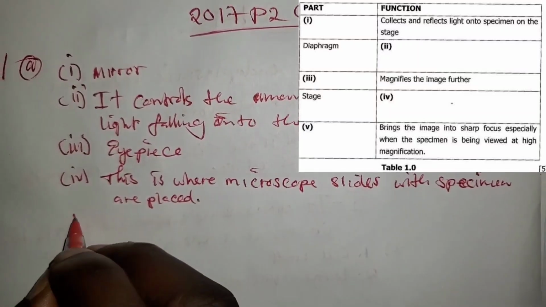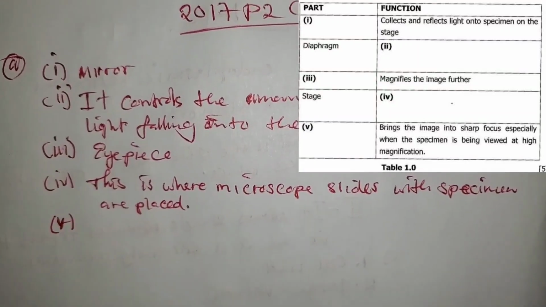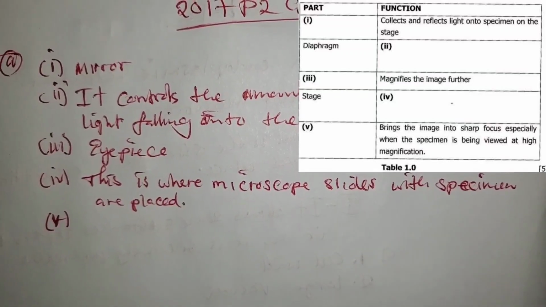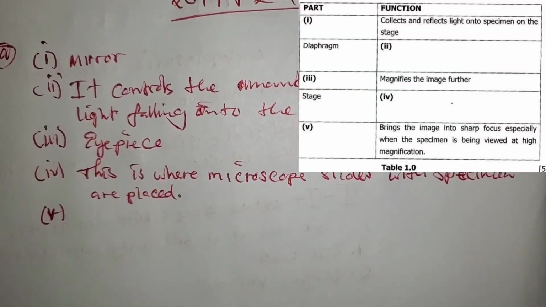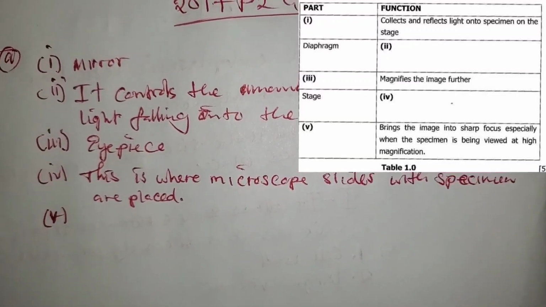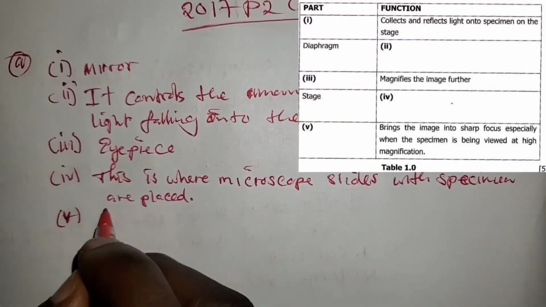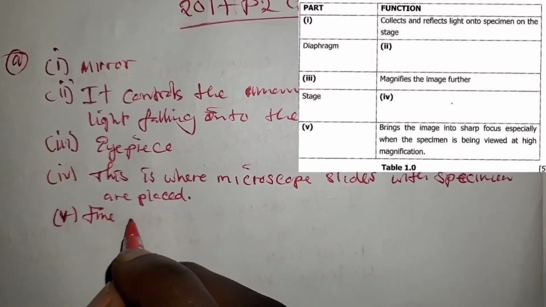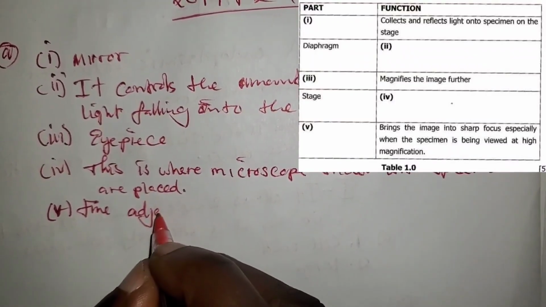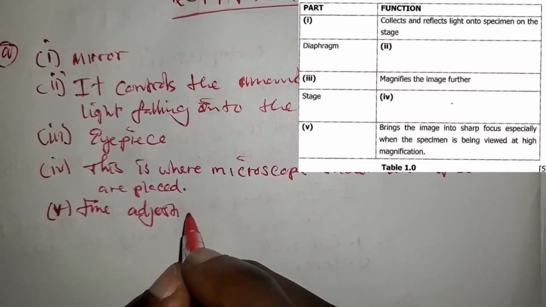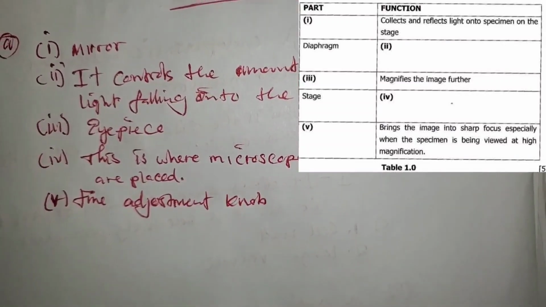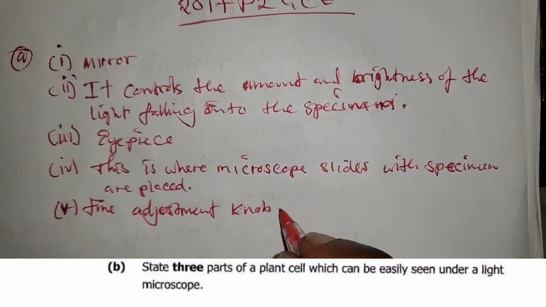Oh, we still have another one, the 5th one. Which part of the microscope brings the image into sharp focus, especially when the specimen is being viewed at high magnification? This one is a fine adjustment knob. Okay, the fine adjustment knob.